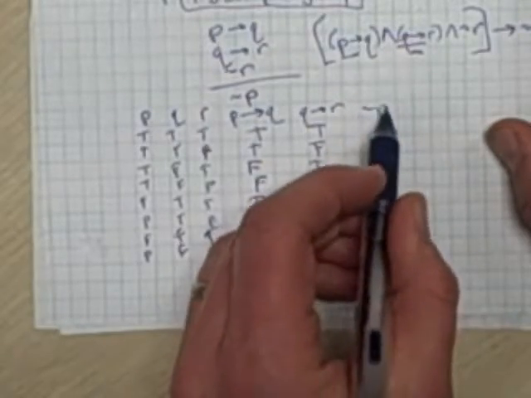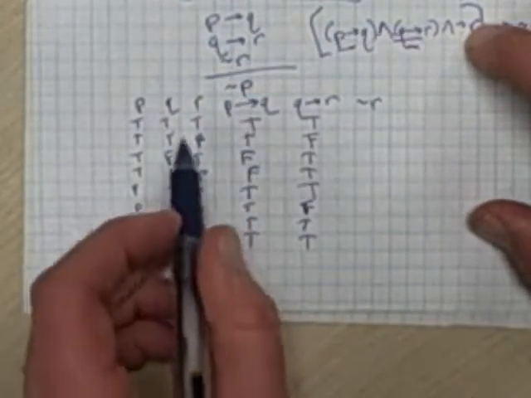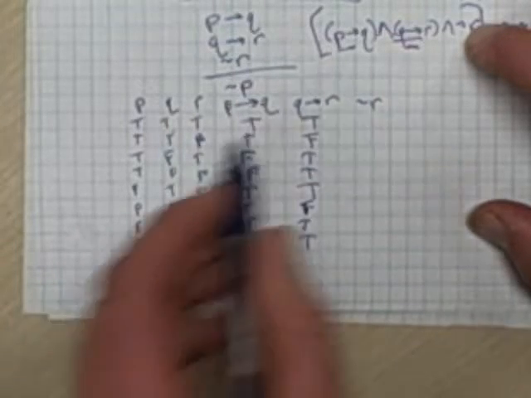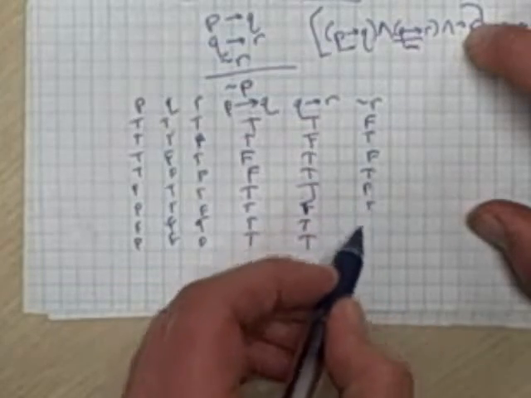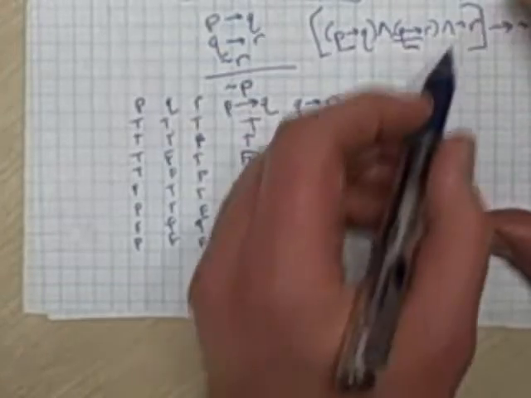So now I'm going to throw in a not R. That's just the opposite of R. R went true, false, true, false, true, false. So I'm just going to go false, true, all the way down. All right, so there's that part.